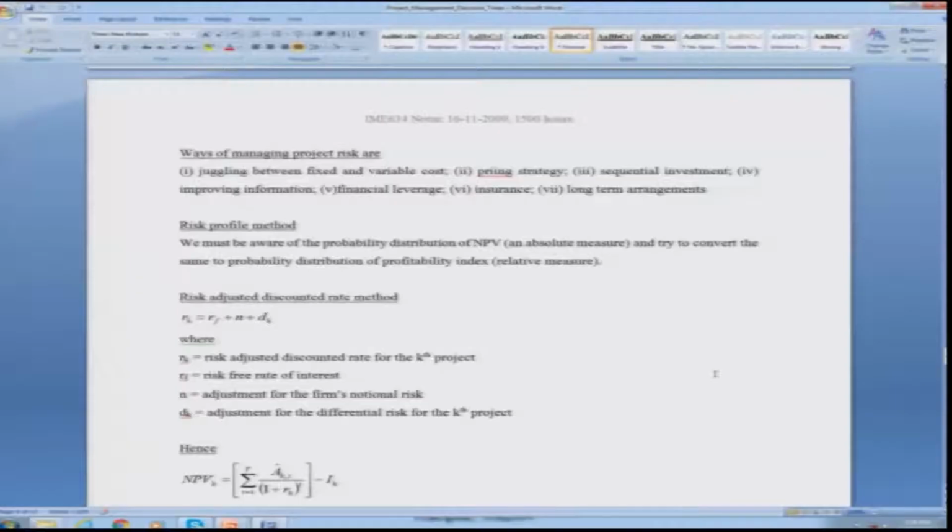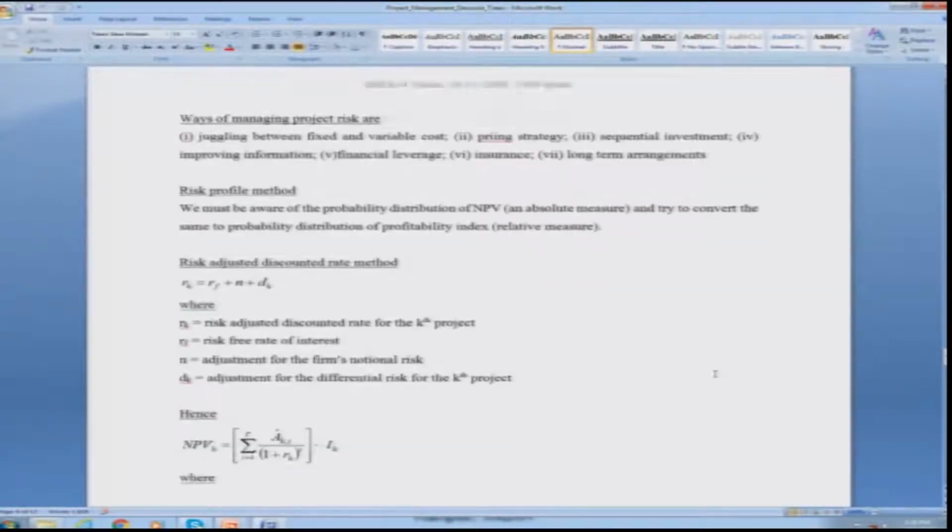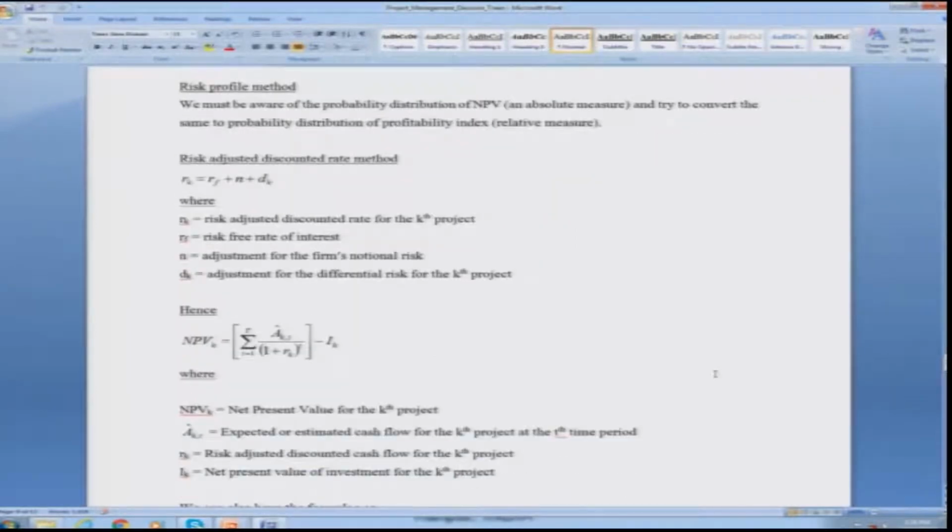So, your risk adjusted discount rate would consist of 4 terms, which are the risk adjusted discount rate of the kth project, which you need to find out and compare. Then you have the risk free interest rate, again going back to R suffix f, and the adjustment for the firm's notional risk values, whatever you have, and dk is the adjustment for the differential risk for the kth project, which may be different. So, hence if I am able to find that out, the net present value would be given by this formula. So, NPV for the kth project is given with suffix k.